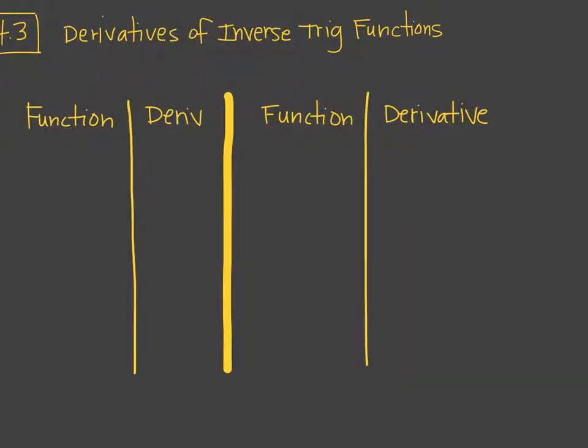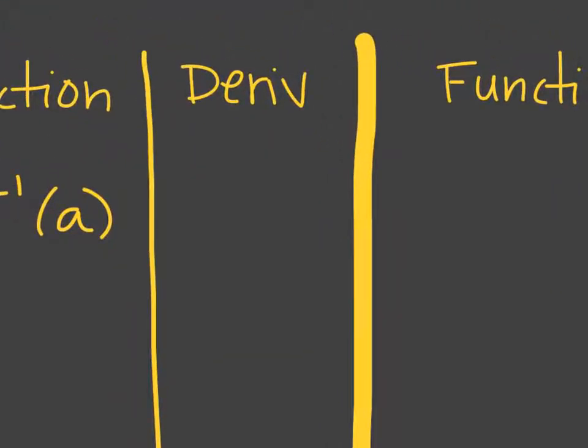Okay, if the function is the inverse of sine, and we'll say of a. Let's stay away from x, but we'll use a. Its derivative is a prime over the square root of 1 minus a squared. The a prime is the chain rule.